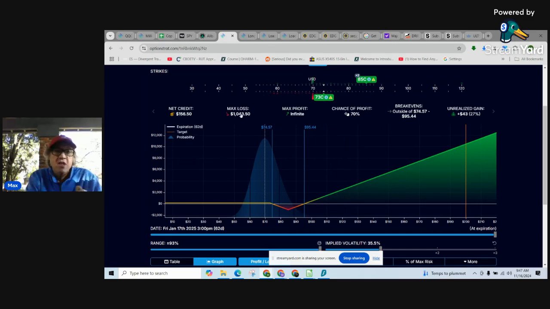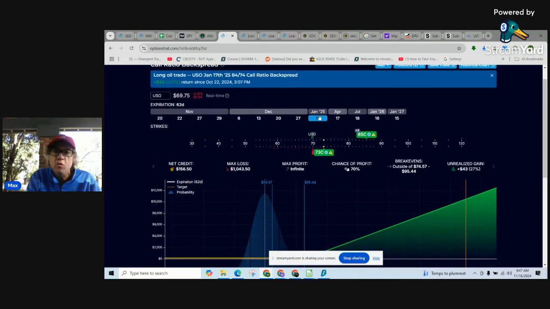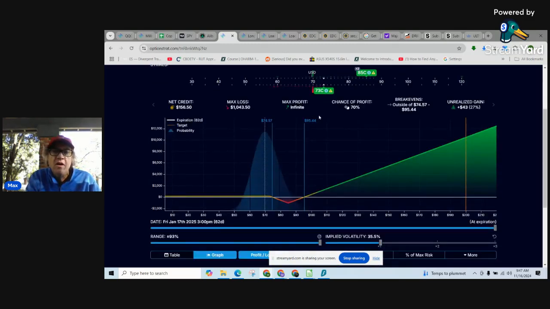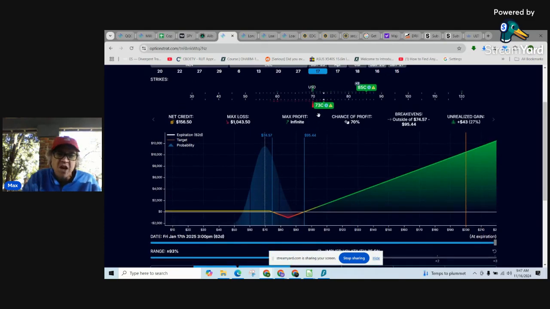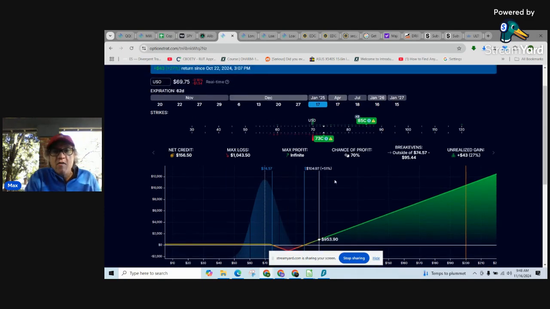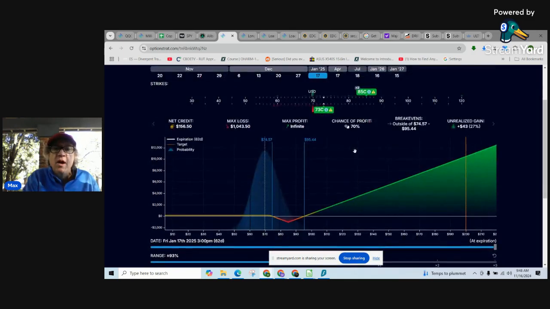spend $1,000, and they're going to take that out of your account, and it's going to stay out of your account until this expires in January, or until you take it off. But it's not designed for you to take it off. It's designed for you to leave it on and just let it expire. All right. So it's going to cost you $1,000 in spending power. So that's something to consider. However, you have a 70% chance of profit.